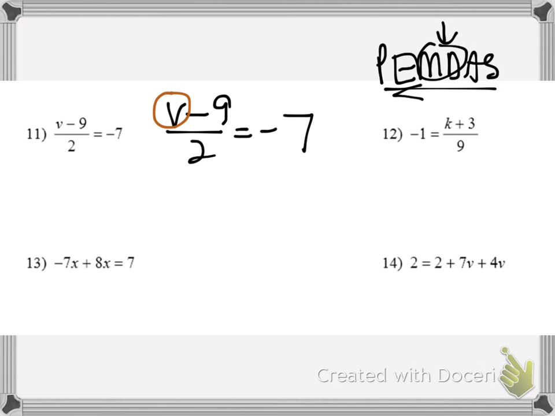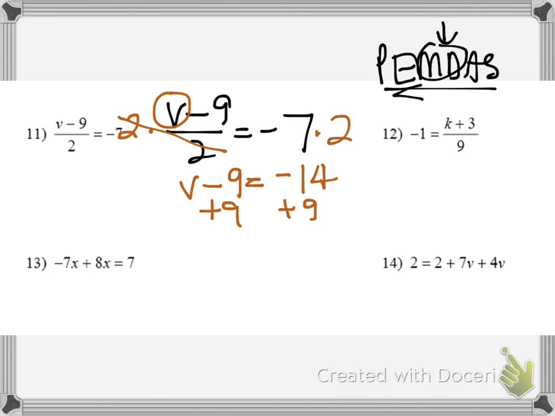So here's our variable. First, we're going to get rid of the denominator by multiplying both sides by 2. This becomes a 1, because any number over itself is 1. Now let's rewrite everything that's left. -7 times 2 equals -14. All right, so now we have a one-step equation. I'm going to do +9 on both sides. That becomes a 0, and v will equal whatever's over here, which is -5.